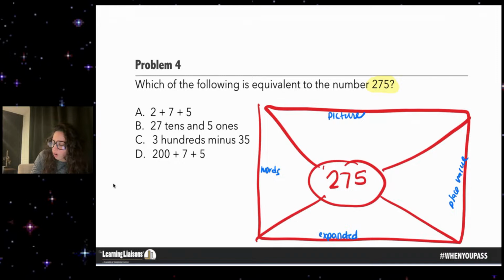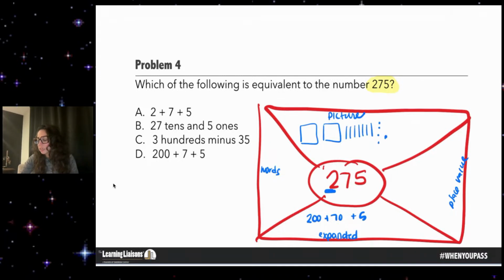So expanded form says I'm going to stretch that number out. So 200 plus 70 plus 5. I take the value of that number, which is 200. That is not a value of 2, and I expand it. I can draw a picture. 100, 200, 10, 20, 30, 40, 50, 60, 70, 1, 2, 3, 4, 5, right? I could do place value form. 2 100s, 7 10s, 5 1s.